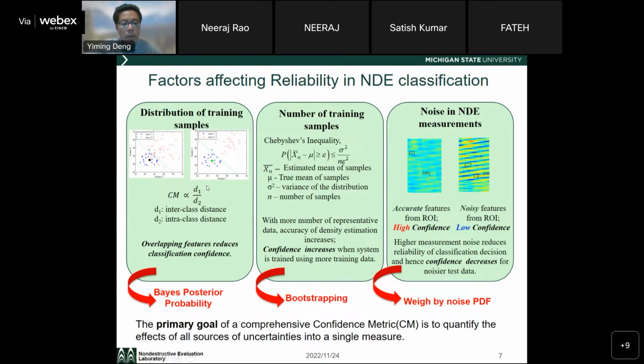All right, so let's understand one by one what I mean by the distribution of training samples or training data. If we look at the two clusters here, blue and red, there are two scenarios. Scenario number one, of course, is a more difficult scenario to classify two sets of data compared to the right one. Why is that? Because in the left case, the distance between these two classes is much smaller than the distance between these two clusters.